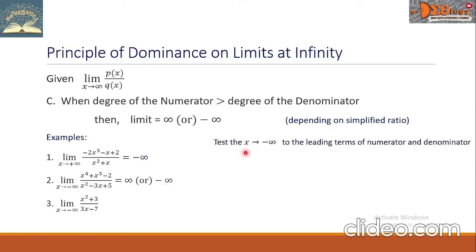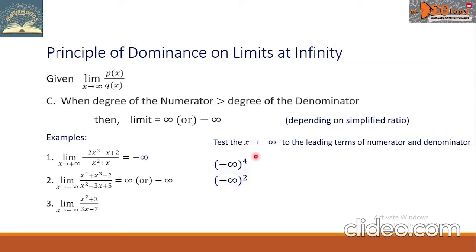Let us test, as x approaches negative infinity, the leading terms of the numerator and denominator. In the numerator, the leading term is x raised to 4. In the denominator, the leading term is x squared. Let us substitute negative infinity into the leading terms. It becomes like this: the fourth power of negative infinity all over the square of negative infinity.